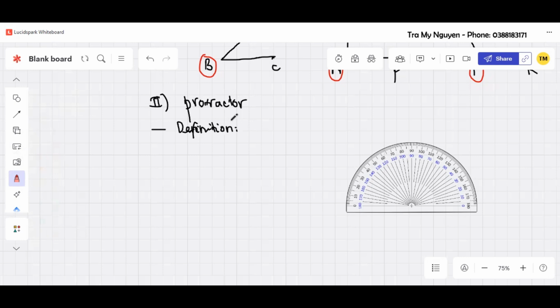A protractor is a tool that can help you measure an angle. Do you remember the unit of angle is the degree, right? You can see I already put an image of a protractor here so you can easily see it. Here we have a 180-degree protractor. It is half of a circle, like that.